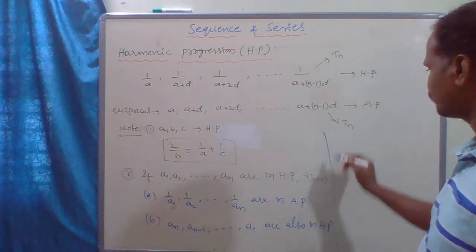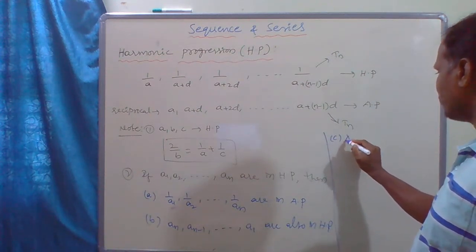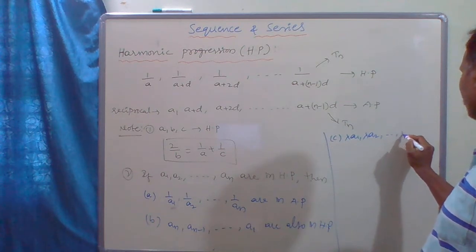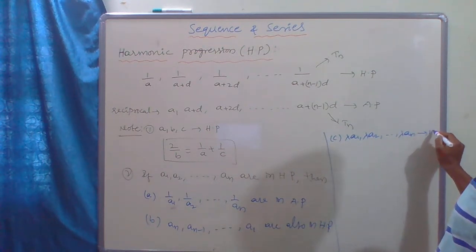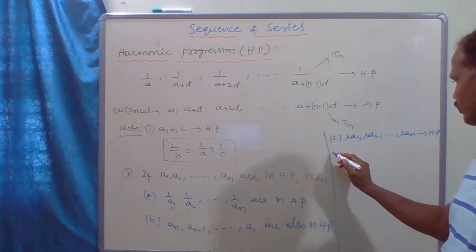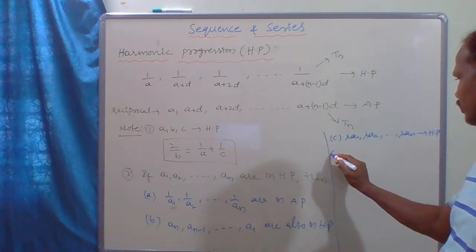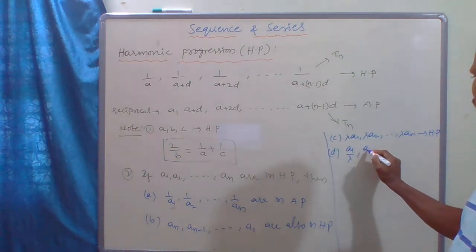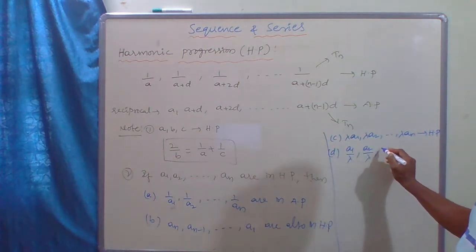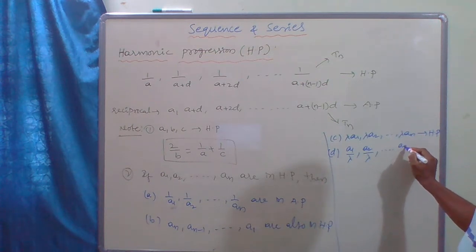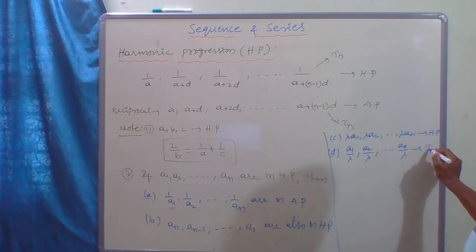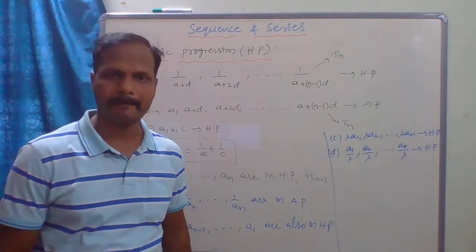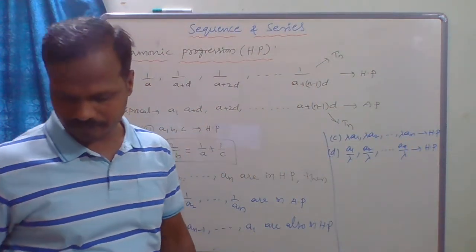Next, lambda A1, lambda A2, and so on, lambda AN are also in HP, where lambda belongs to R. Next point: A1 by lambda, A2 by lambda, and so on, AN by lambda are also in HP. They are also in HP. Clear? Okay.